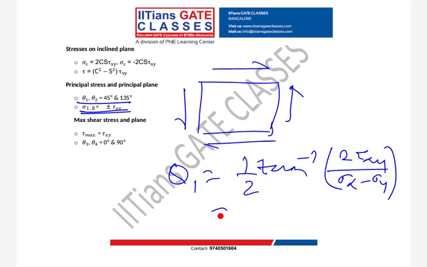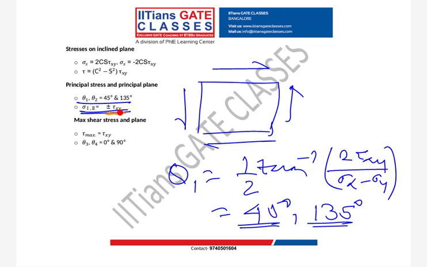My theta 1 will be positive, guys, here, means plus 45. What will be theta 3, theta 2? 135. Now what will be the values? What will be your principal stresses? It will be plus minus tau xy. It is plus minus tau xy.